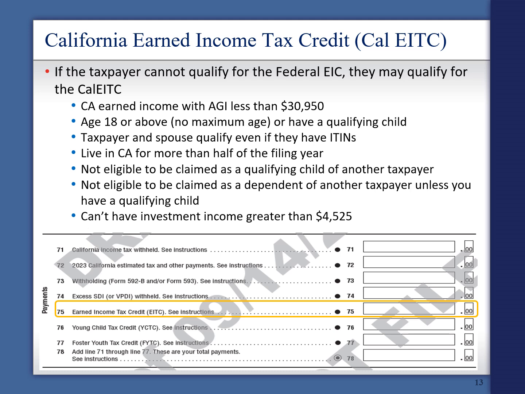The taxpayer must be at least 18 or any age if they have a qualifying child. Unlike the federal EIC age limit of 65, there is no maximum age for Cal EITC. In addition to Social Security numbers, California will accept ITINs for the taxpayer, spouse, and any qualifying children. The taxpayer must live in California for at least half of the tax year. All the other federal rules regarding dependency status apply, except if the taxpayer has a qualifying child, they can still receive Cal EITC even if they are claimed as a dependent on another taxpayer's return.